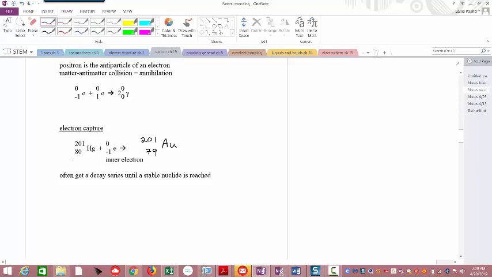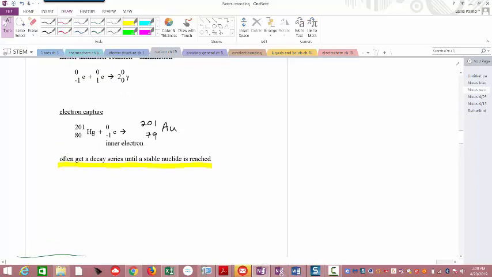Now, these are all just examples. In reality, we very often get a decay series with several reactions before you get a stable nucleus.